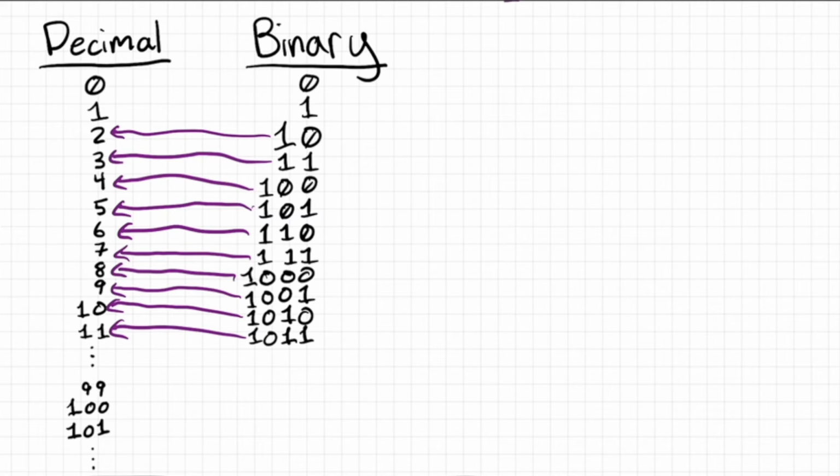You can keep doing this incrementing, so on and so forth, until you get up to 99, which is going to be 1, 1, 0, 0, 0, 1, 1 in binary. You can just trust me on that one, and that would represent 99.